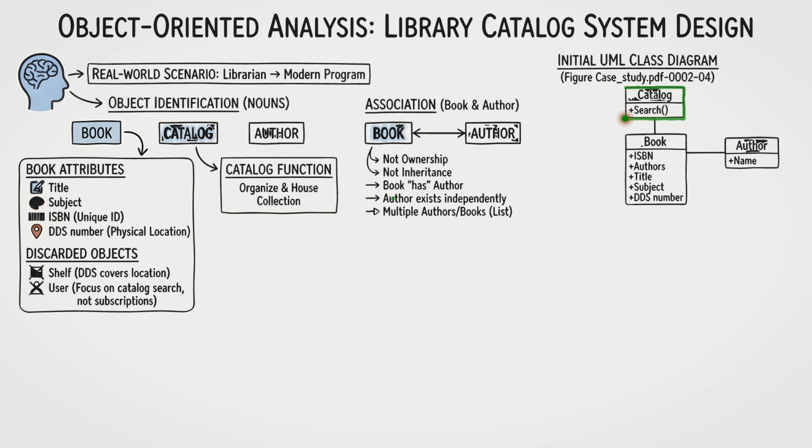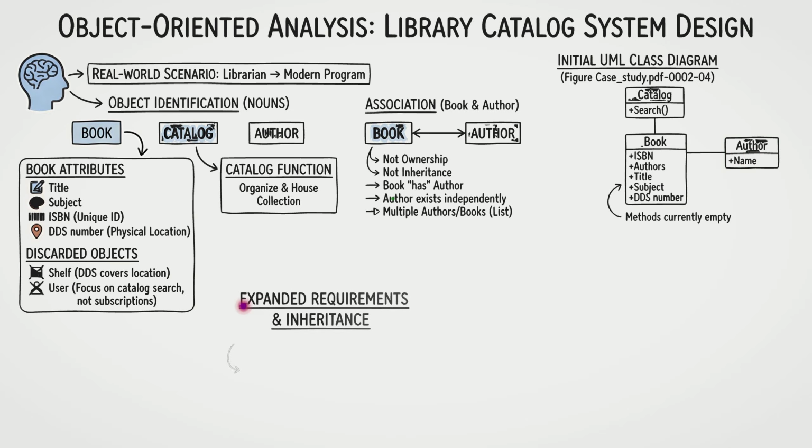The catalog class is here at the top, containing a public method labeled as search. A line connects the catalog down to the book class, showing their relationship. Inside the book class, we see all those attributes we identified earlier. Finally, we have the connected author class with its name attribute. This gives us our basic structure.